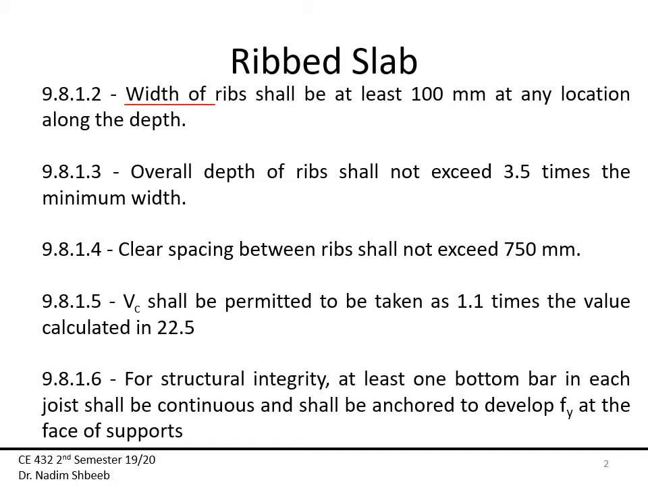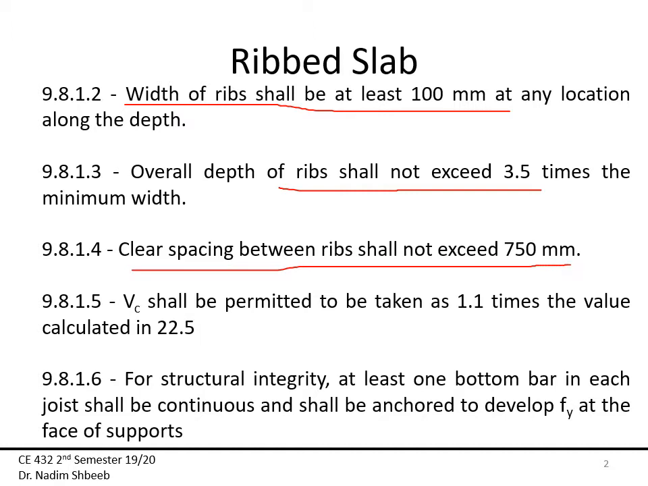So, first of all, the width of ribs. The width of ribs shall be at least 100 millimeters at any location along the depth. I will show you that on the next slide where I have a typical section of a ribbed slab. The overall depth of ribs shall not exceed 3.5 times the minimum width. The clear spacing between ribs shall not exceed 750 millimeters.